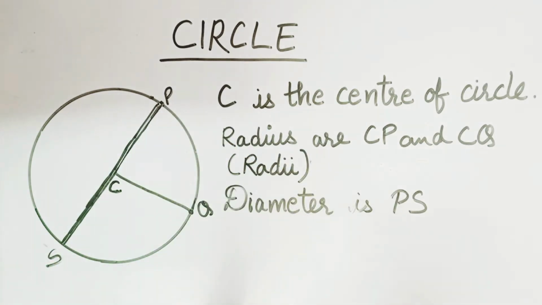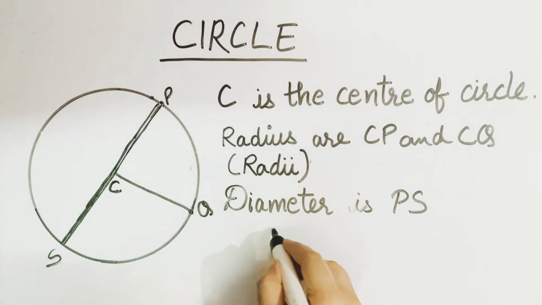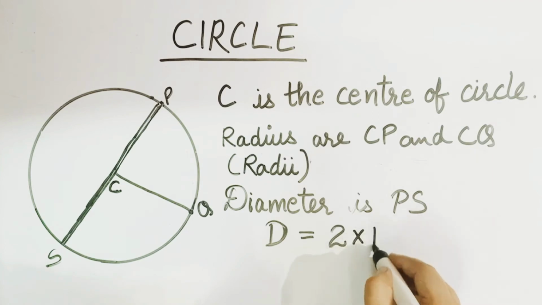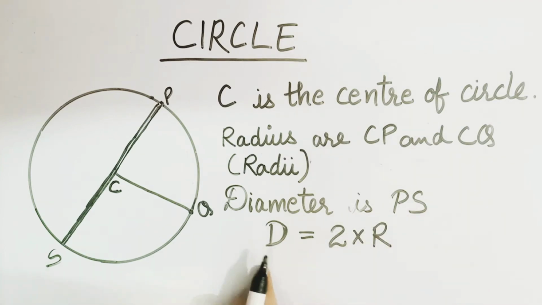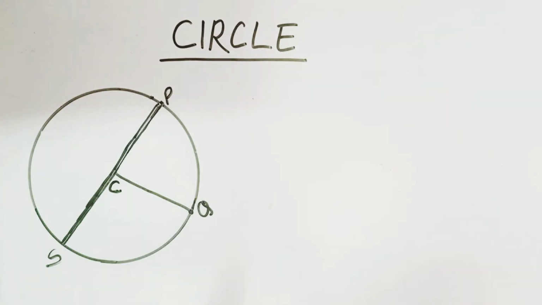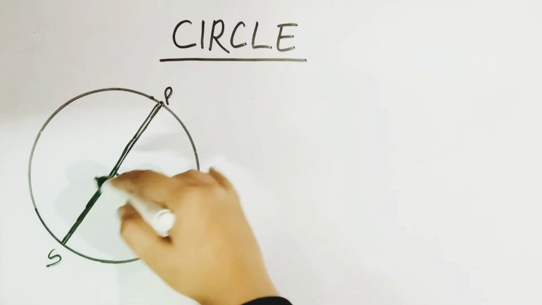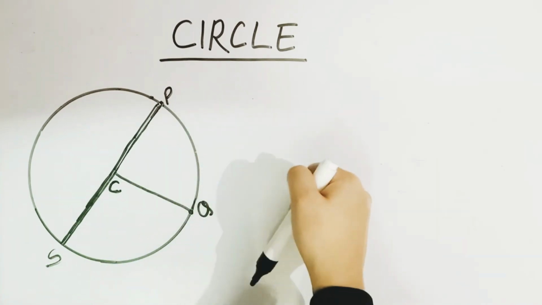That means diameter is just double of radius. We can say, suppose D is for diameter. So diameter is equal to twice of radius. For example, R is your radius. So diameter is just twice of radius. Now, you know the line that is joining 2 points and passing through the center is called diameter.